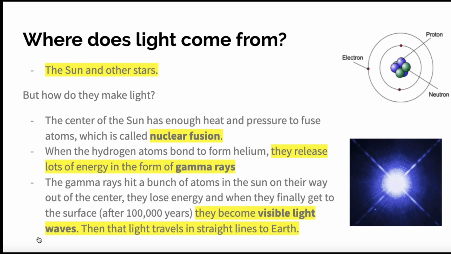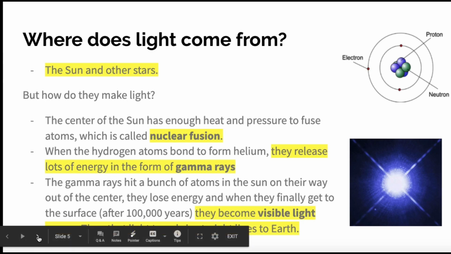This is enough energy to sustain nuclear fusion reactions, where hydrogen atoms fuse together to form helium, and this releases high-energy gamma rays. These gamma rays then bounce around in the sun and try to reach the surface, and this can take upwards of 100,000 years. Through that process, gamma rays lose some energy and become visible light rays, which then travel in straight lines to our Earth.